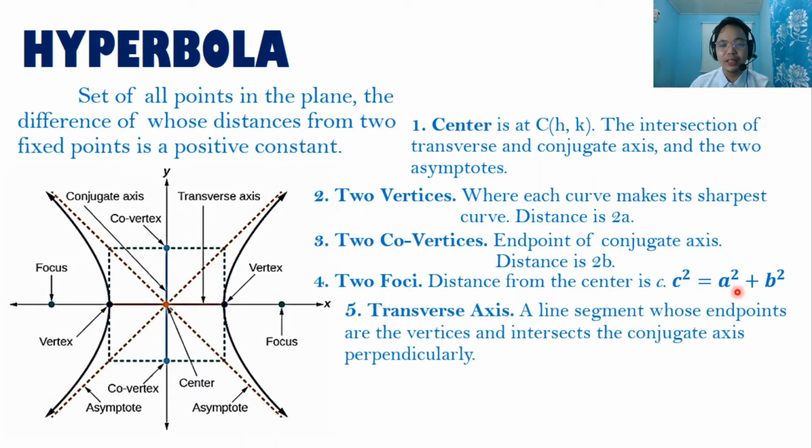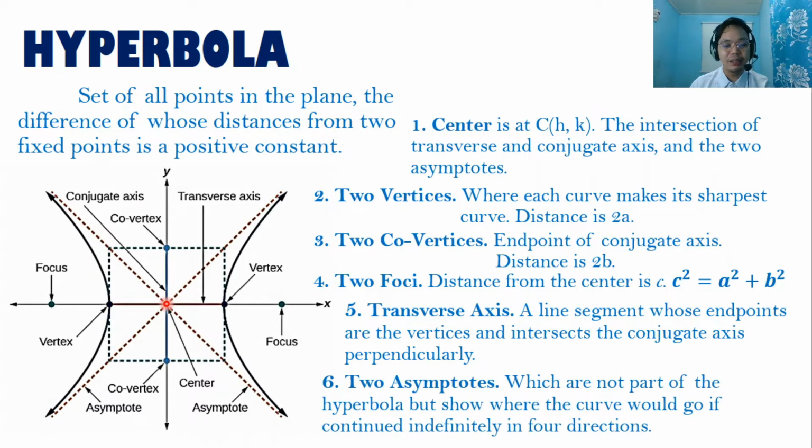The next part, the transverse axis. The transverse axis is a line segment whose endpoints are the vertices and intersects the conjugate axis perpendicularly. So ito yung ating transverse axis na na-discuss na rin natin kanina. Also, this is the conjugate axis. So ulitin natin, ang transverse axis is a line segment na ang endpoints ay yung vertices. Then, ang conjugate axis naman is a line segment na ang endpoints ay the covertices. Okay? The intersection of the transverse and the conjugate axis is our center.